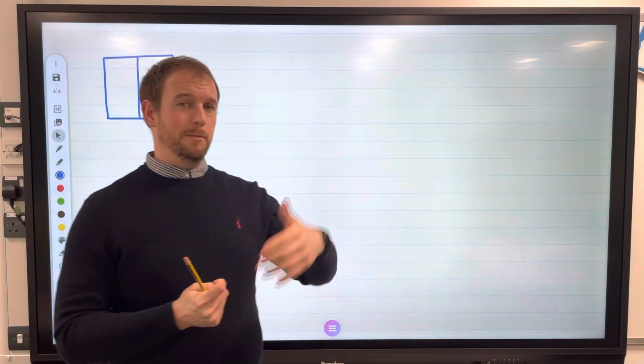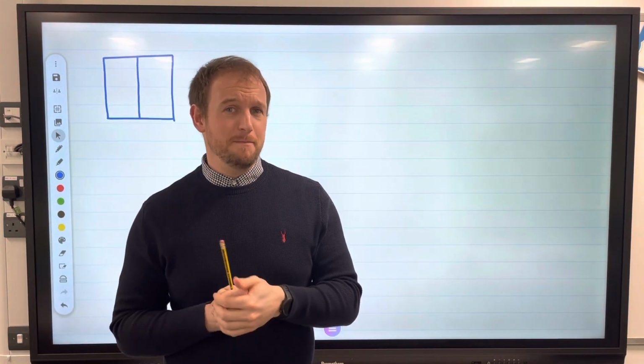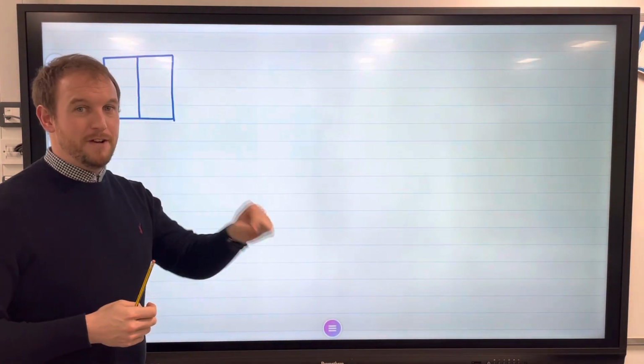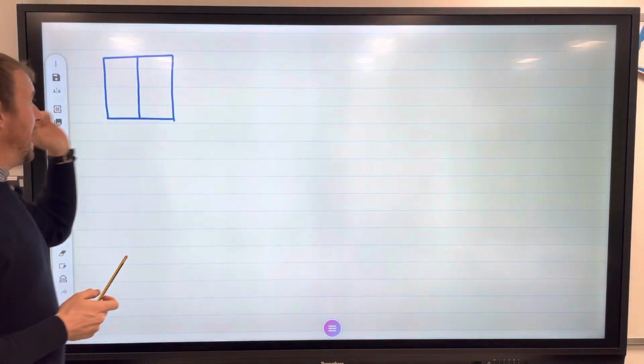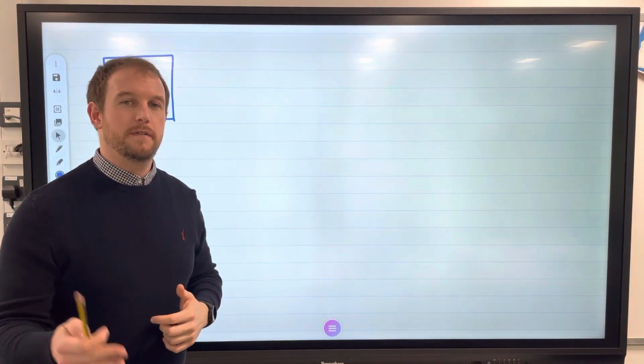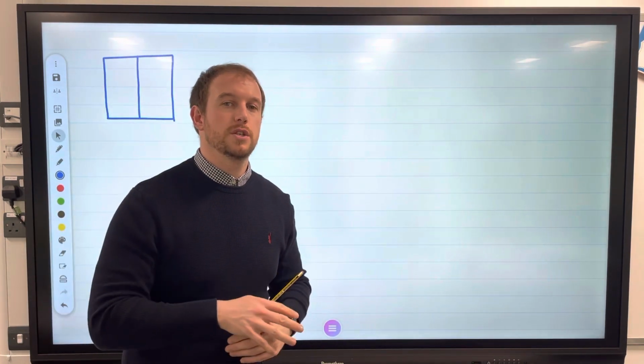When I speak to older people and I say, what part of maths do you find the hardest? Most of the time, people say fractions. But it's very, very straightforward. I've got a square, and I've chopped it in half. These words we hear on a daily basis everywhere, not just in school.